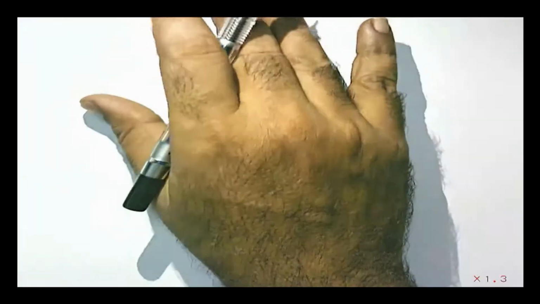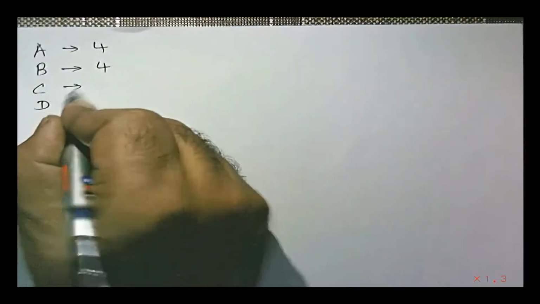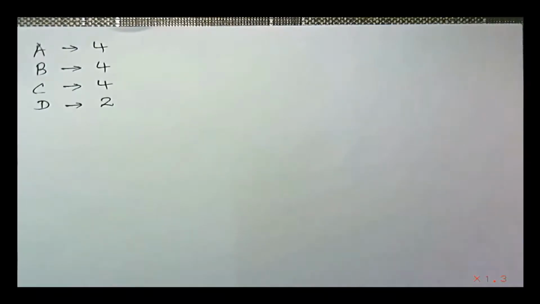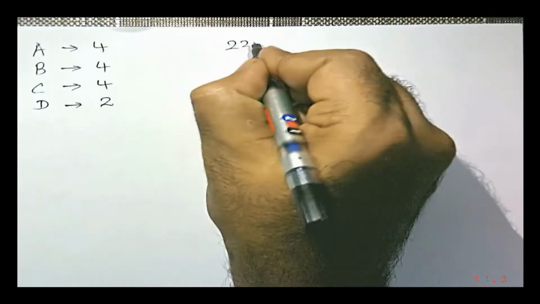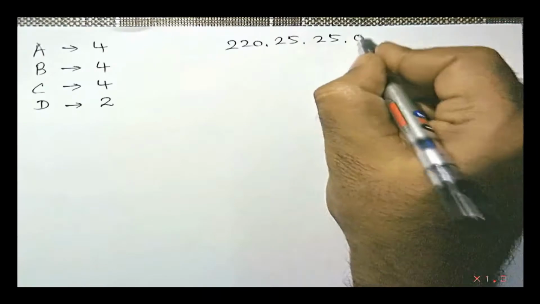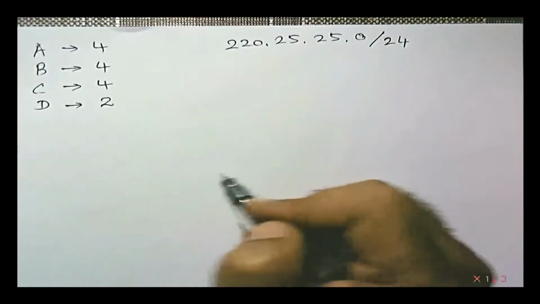Now we are going for the problem. So 4 subnets A, B, C, D. The number of hosts in subnet A is 4, in subnet B 4, in subnet C also 4 hosts, and in subnet D we have 2 hosts. The major network given to us is 220.25.25.0. This is class C, so it is going to be /24. So we need not write the default subnet mask and everything; we can go to the problem.